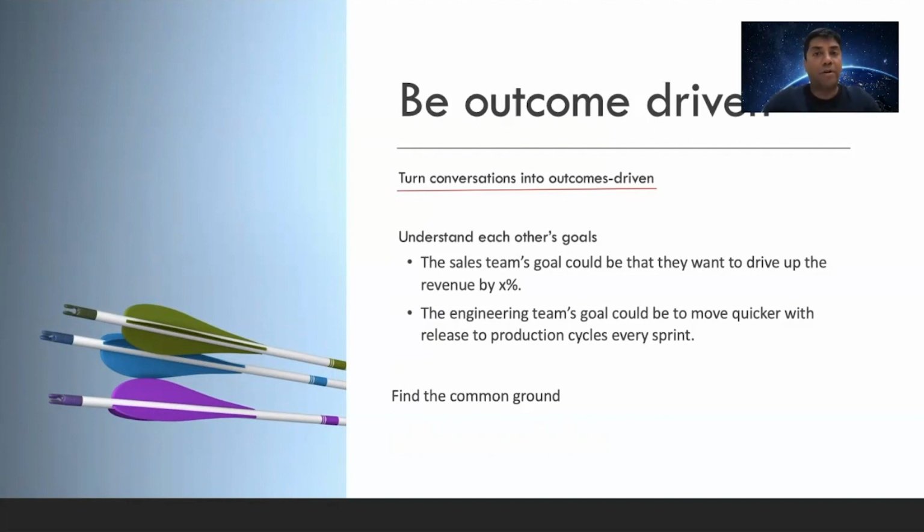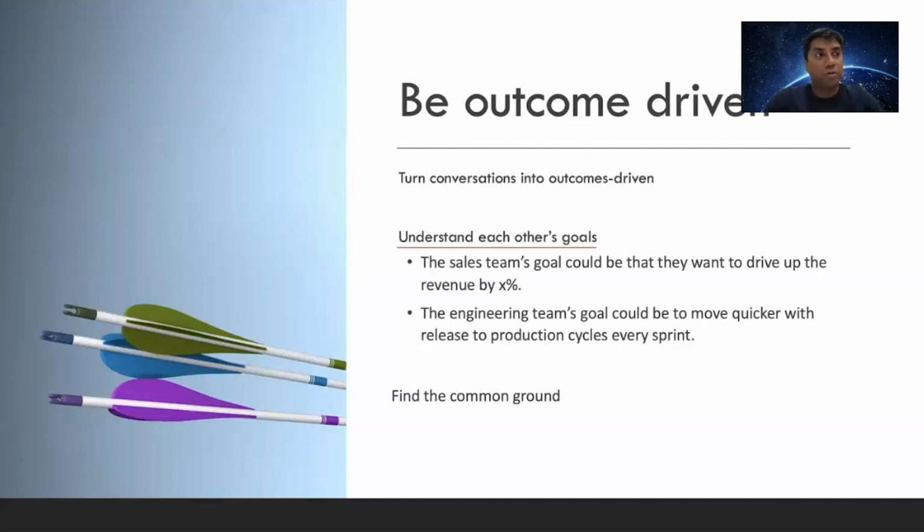Why is it very important? What would the customer gain from it? And as a partner in this project, what is there for the other team or for the other PM to gain? Understand that and turn that conversation into an outcome-driven conversation. And that means you also need to understand what each other's goals are.